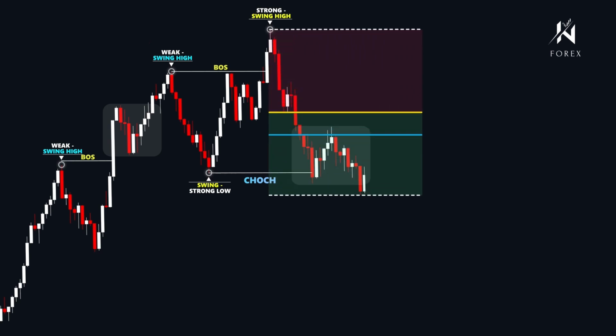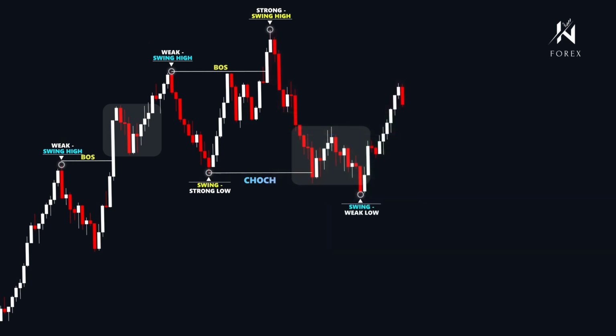Price pulls back slightly upwards, and this time, it touches the 38.2% level, and even dips into the 50%. This is a valid pullback. We can mark the new weak low. After that, price continues to break lower, giving us a new break of structure and confirming the strong high.